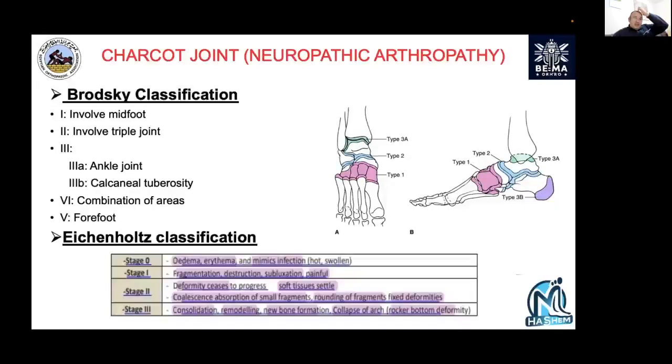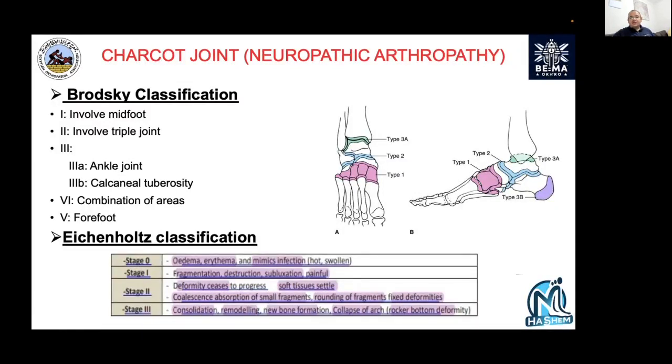Don't spend a lot of time on the classification of Charcot. You need to understand that Brodsky has classified it according to where the Charcot is. The commonest, type 1, is a midfoot Charcot. Then type 2 is the triple joint, which is talonavicular, calcaneocuboid, and subtalar. Then type 3 is in the ankle, and either it's getting the ankle only or the ankle and the calcaneal tuberosity. And type 4 is a combination of these. And type 5 if you go to the forefoot.